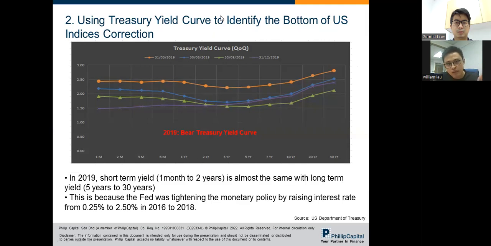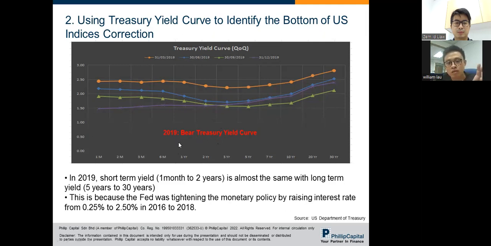In order for you to understand how to identify what a bullish yield curve is and what a bearish yield curve is, you need to know both. How does a bearish yield curve look like? Then only we look at how a bullish yield curve looks like. So this is a bearish yield curve.